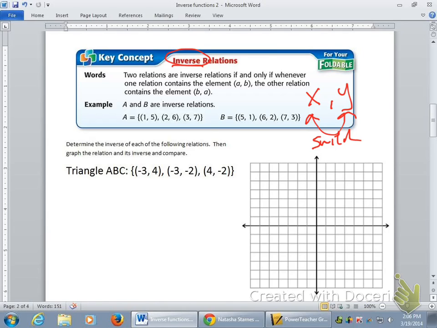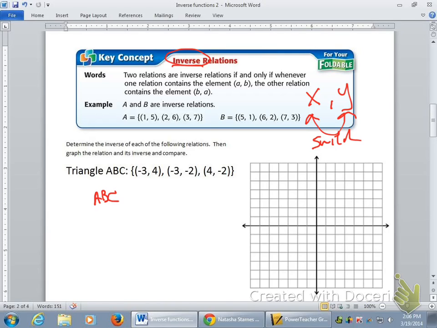All right? My directions for you are to determine the inverse of the following relation, then graph the relation and its inverse and compare. So we're going to find the inverse of this triangle, and then we're going to graph both the triangle and its inverse, and we're going to start comparing them. That's what our job is. So let's just start with the triangle first off. I want the inverse of triangle ABC.